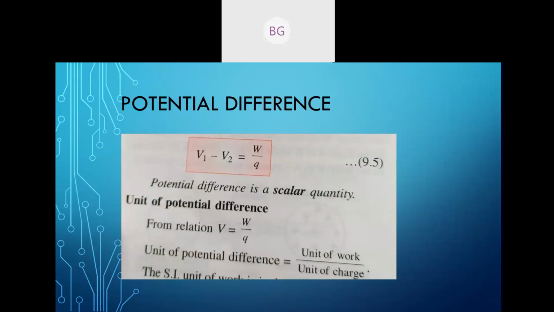Potential difference is a scalar quantity, that is, it does not depend on direction. Potential difference is denoted by V and is given by work done upon charge, V = W/Q, where W is the work done and Q is the charge. And potential difference is measured in volts. Understood this?